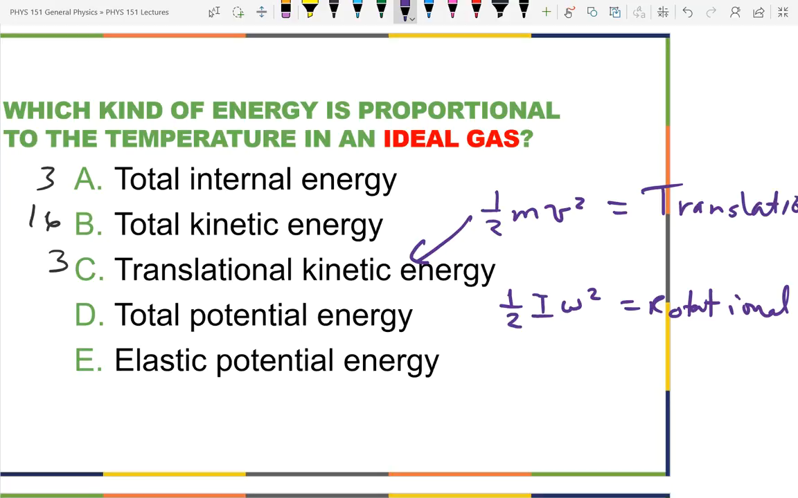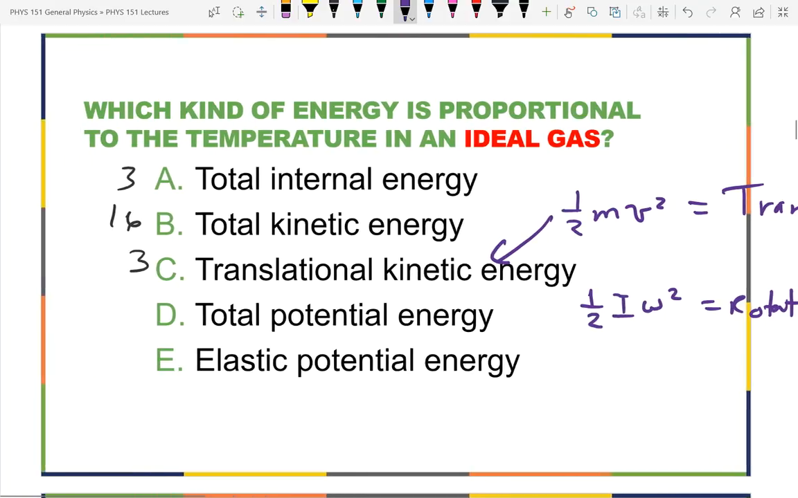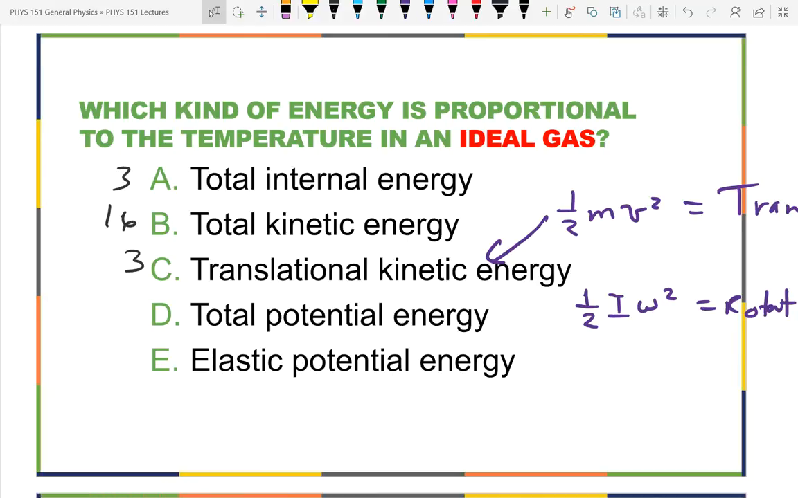Why didn't we talk about the total kinetic energy? Well, we were treating the molecules as simple points. Simple points don't rotate. In reality, if you have a diatomic molecule, it does rotate. And so we're going to see some additions to keep that in mind later.